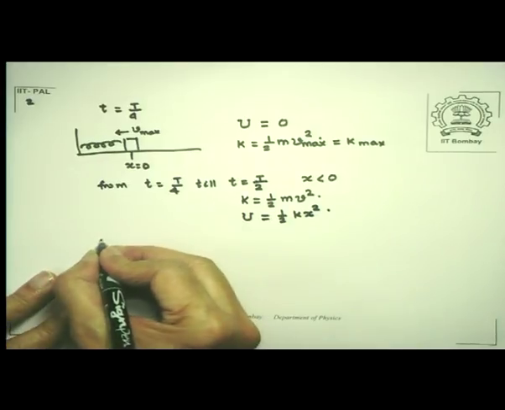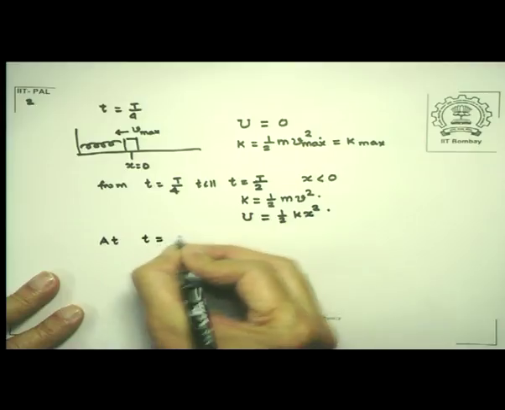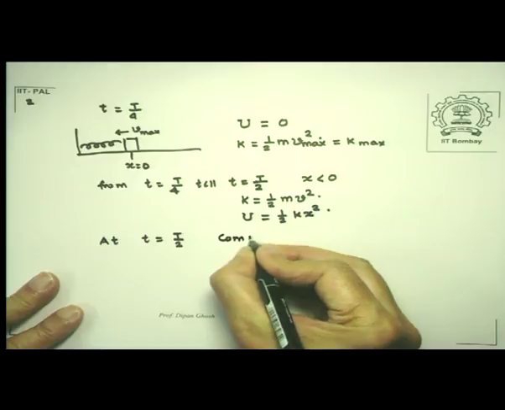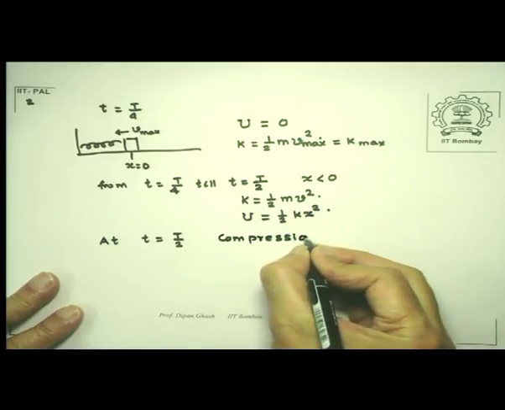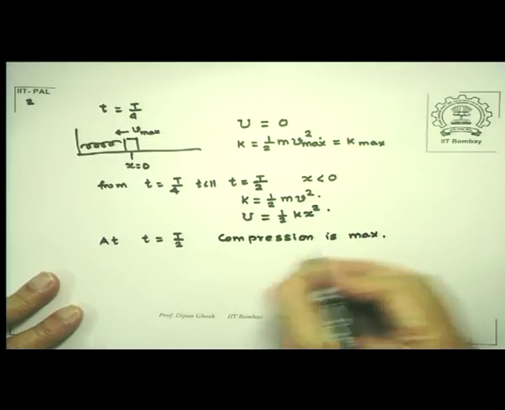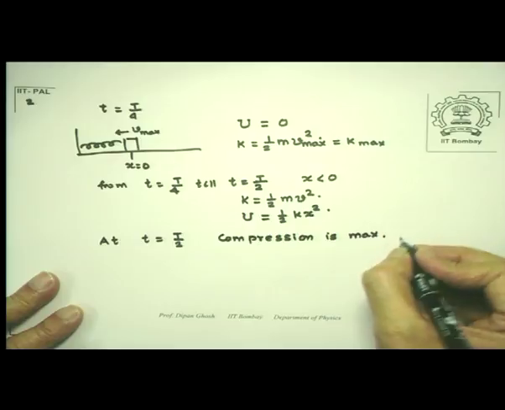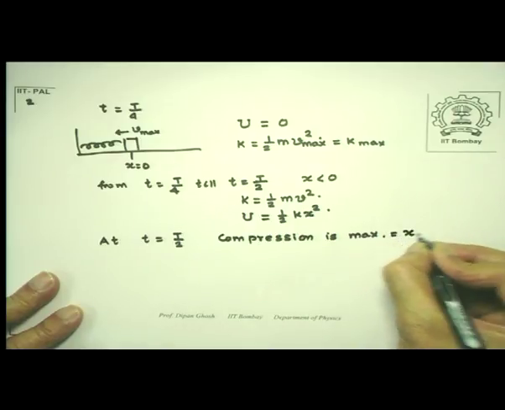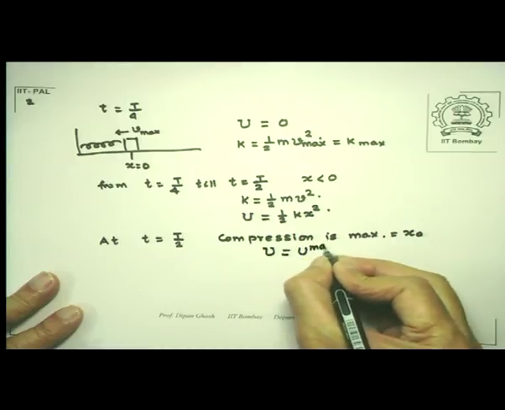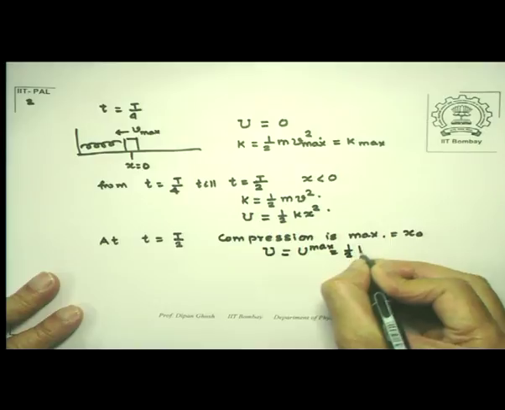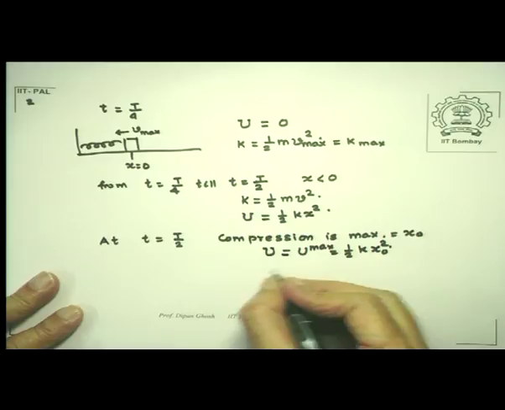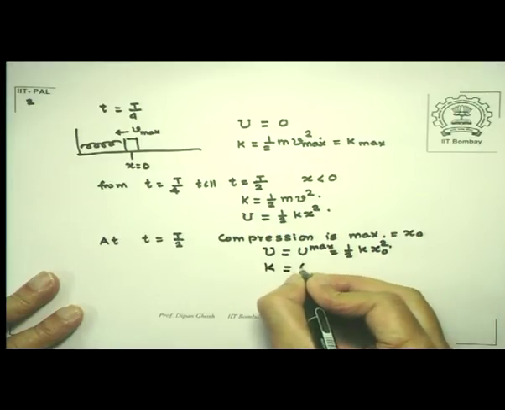Now at T by 2, the compression is maximum, and by conservation of energy we know that the amount of compression must also be equal to x0. So at that stage, once again, the potential energy of the spring is maximum, which is equal to half k x0 square, and the kinetic energy becomes equal to 0.